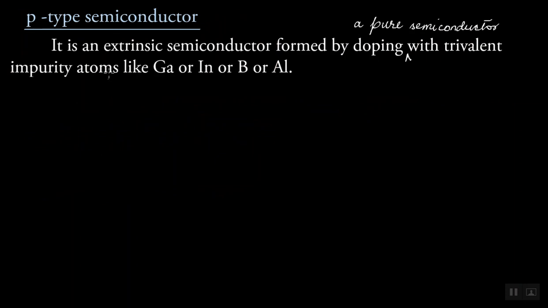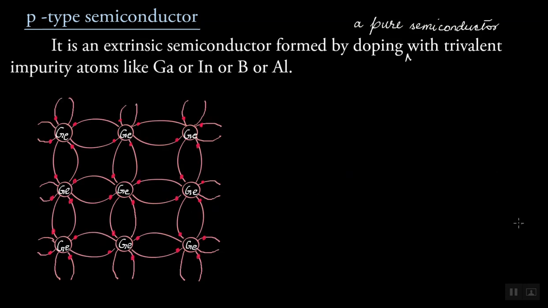First of all, a P-type semiconductor. It is an extrinsic semiconductor formed by doping a pure semiconductor with trivalent impurity atoms like gallium or indium or boron or aluminum. Okay, so now imagine we have a pure germanium semiconductor as before. Let's say we add a trivalent impurity atom, indium. Let's say we add one indium atom, and this indium atom will replace this germanium atom here, right? And what did I say? Indium is trivalent. Yes or no? How many electrons would it have? It would have 3 electrons.